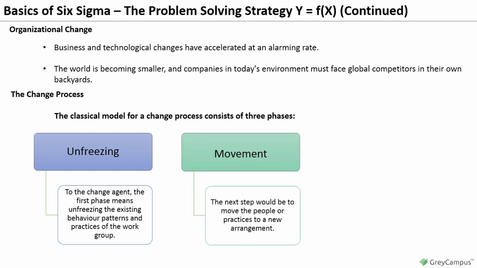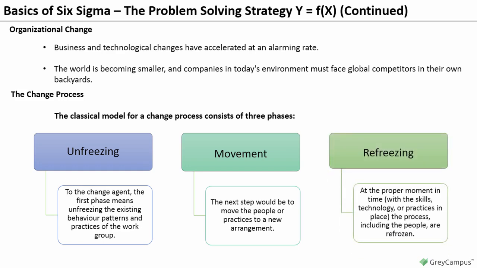Movement. The next step would be to move the people or practices to a new arrangement. This could be accomplished through training or technology. Refreezing. At the proper moment in time, with the skills, technology, or practices in place, the process, including the people, are refrozen. This is where the company wants to be. A process, procedure, or department is now aligned for optimum organizational effectiveness.